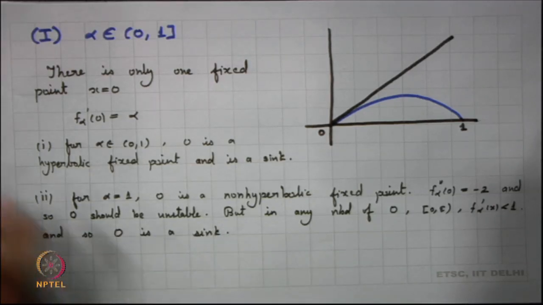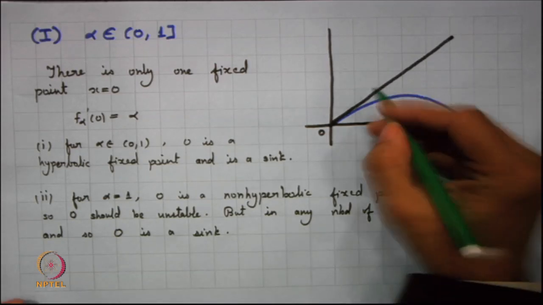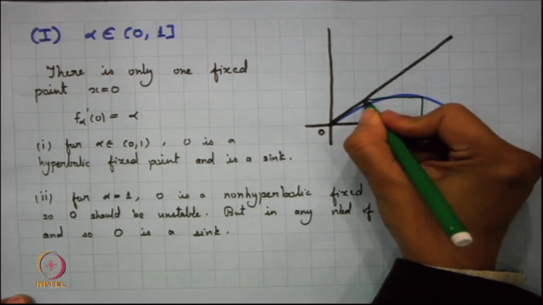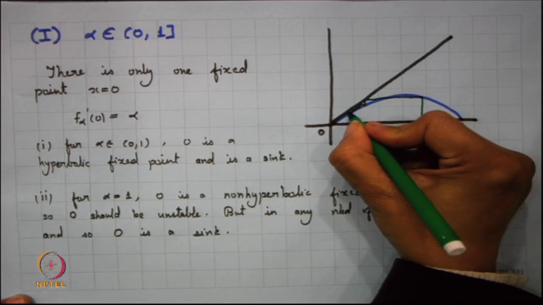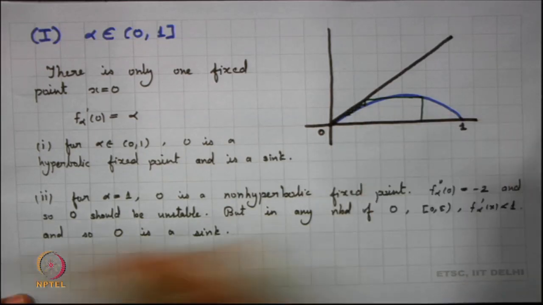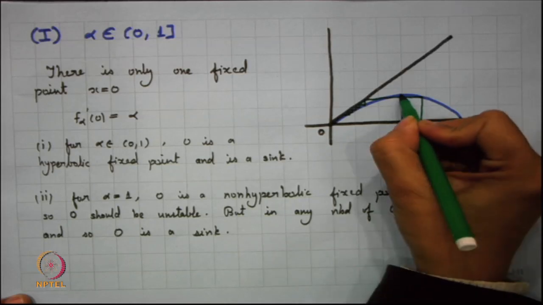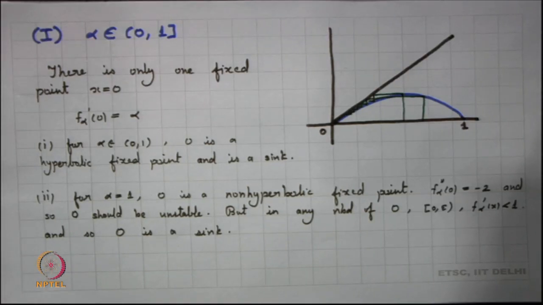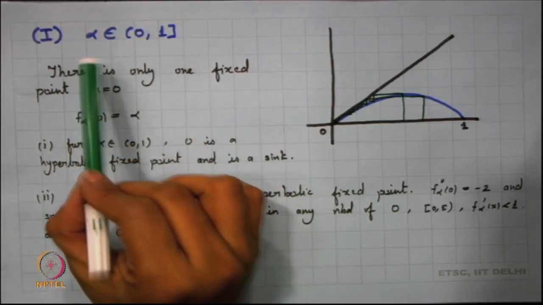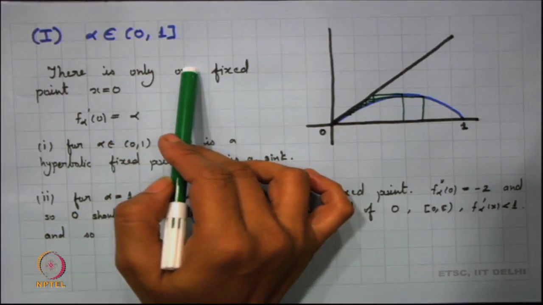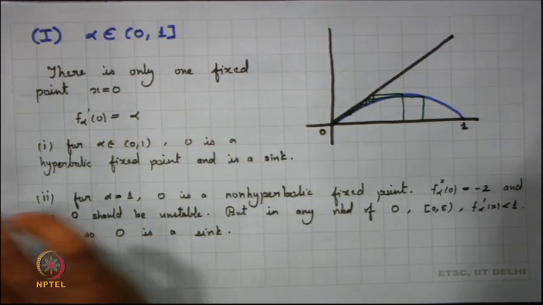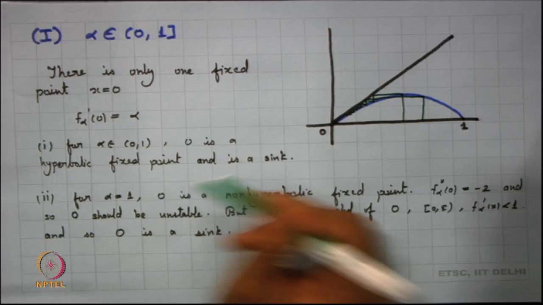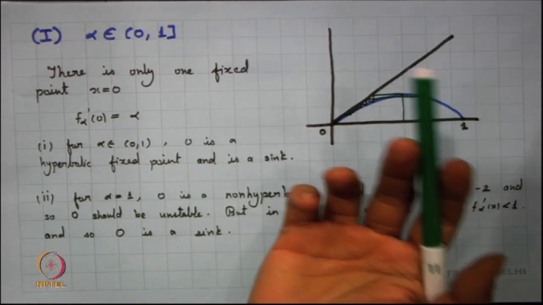So, you can observe here that if you start from anywhere over here, ultimately the orbits are tending to 0. So, for alpha taking any value between 0 and 1, there is only one fixed point, 0. The dynamics is very simple: each and every other orbit is tending towards 0. So, the whole set (0, 1) can be thought of as a stable set of 0.